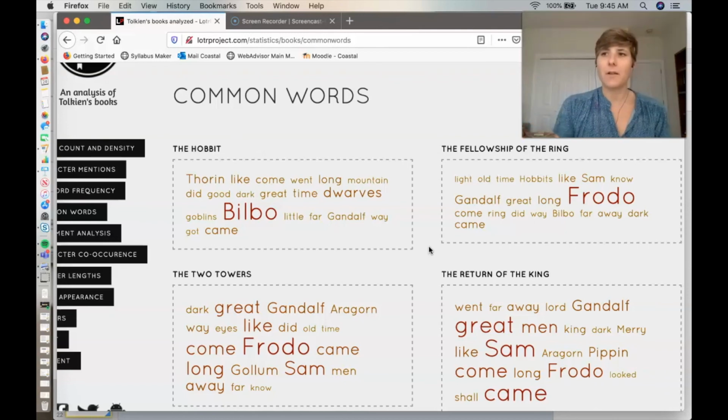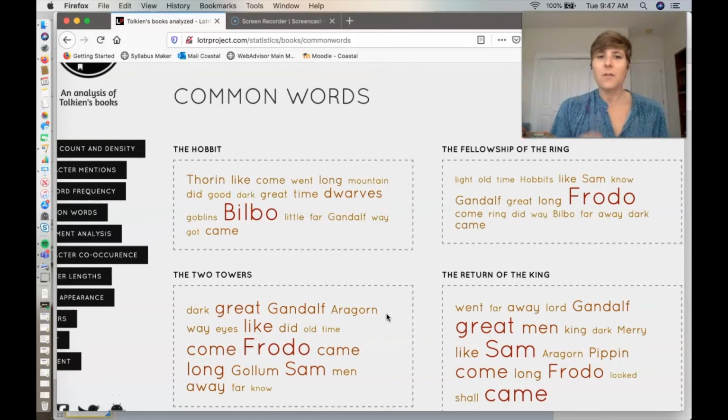Okay, another thing that we might notice, and that I believe you all articulated in class, is the frequency of words having to do with movement, right? So words like come, went, came, away, long, right? So many of these words have to do with movement and travel. And so from here, we might imagine that this is a book about travel. It's a book about a quest. It's a book where moving and crossing distances, right, is core to its storytelling, right? And of course, The Lord of the Rings is an epic quest story, right? So that's not surprising.